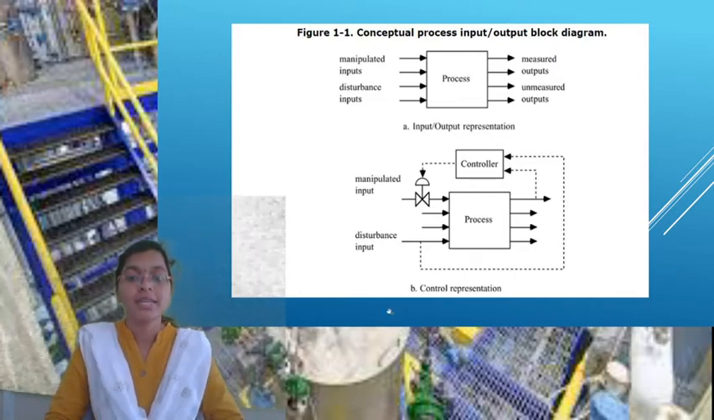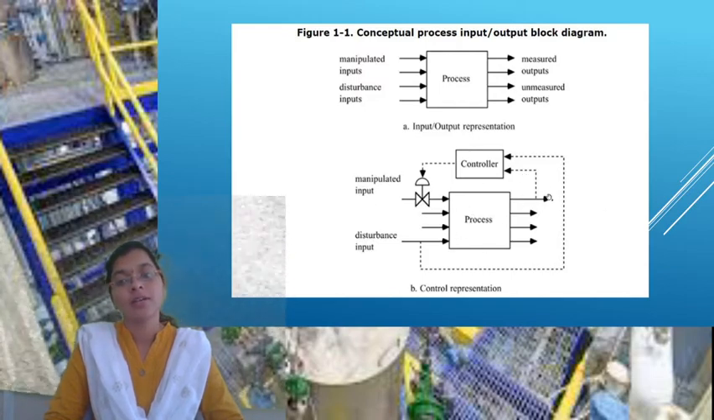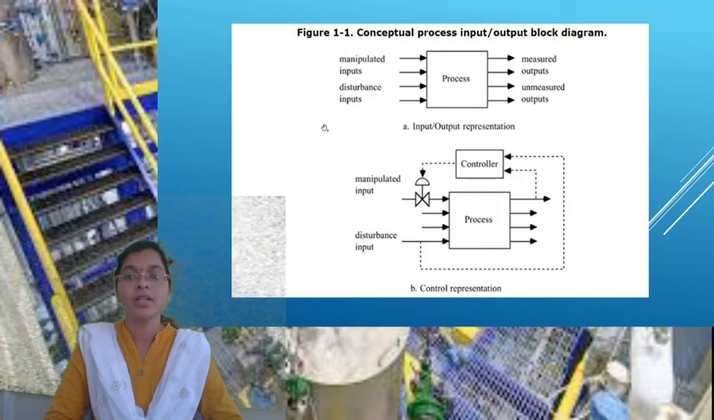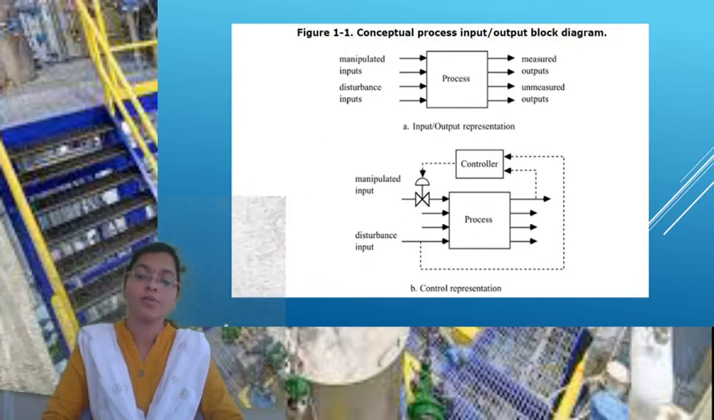In the same way, see the second diagram now. Here the process is going on, and the process generates different outputs. But I am going to control only one output. So that output is measured and given to the controller. According to the deviation from the set output, the controller will take the decision. But by using which variable are we going to control it? By using the manipulated variable. So here I give it to the manipulated variable, that is a valve, which directly affects the process. So this is the total conceptual process input and output block diagram.